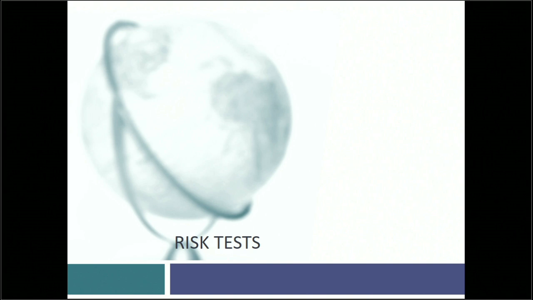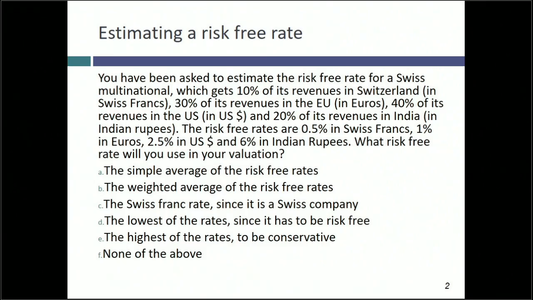But we're going to start the class with our usual start of the class test. Okay? So you ready? Here's the first question. You are valuing a Swiss company. You can give the Swiss company a name, a Swiss multinational. Let's call it Nestle. It gets 10% of its revenues in Switzerland, 30% in the EU, 40% in the US, 20% of its revenues in India. I've given you the risk-free rates in all four currencies. What risk-free rate will you use in the valuation?